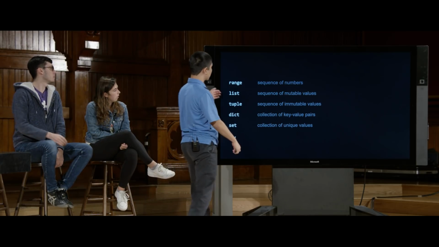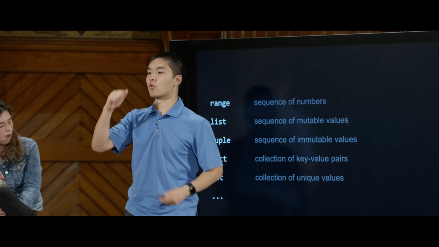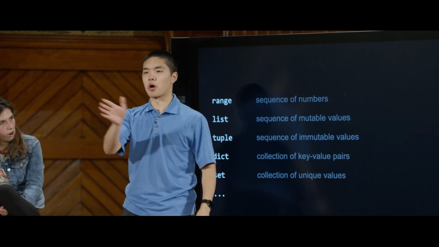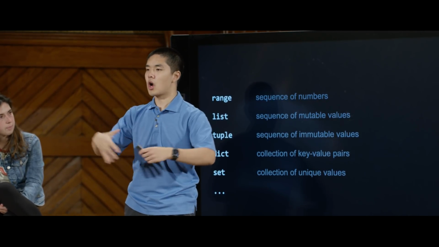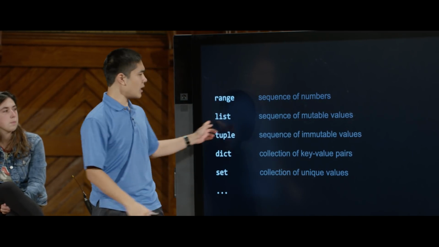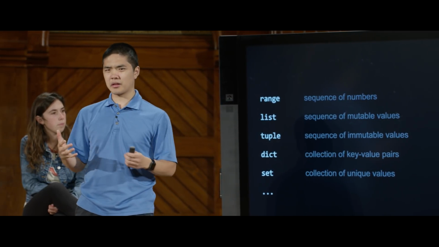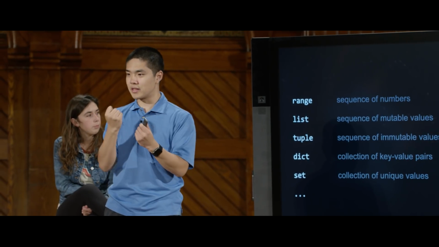So a range, for example, is for a sequence of numbers, where, for example, range 3 gave us a sequence 0, 1, 2, so we could easily loop over a range of possible numbers. A list is kind of like an array in C. It's a sequence of values that you can mutate, that you can change.